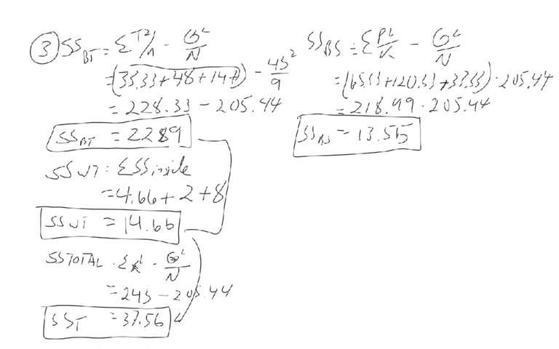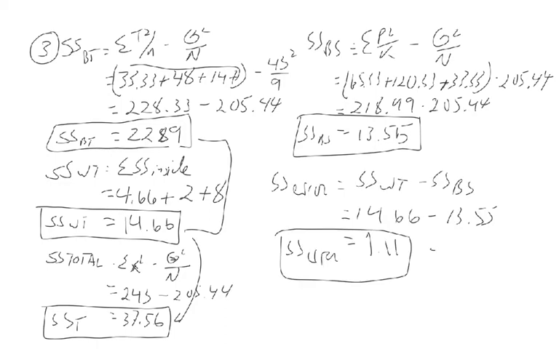What I've calculated here is SS between subjects. So just like SSBT is related to the treatment effect, SS between subjects is related to the variation due to the participants. So we sum up the P squareds over k, which were on the data summary page, and then we subtract the G squared over N. So we get 13.55.